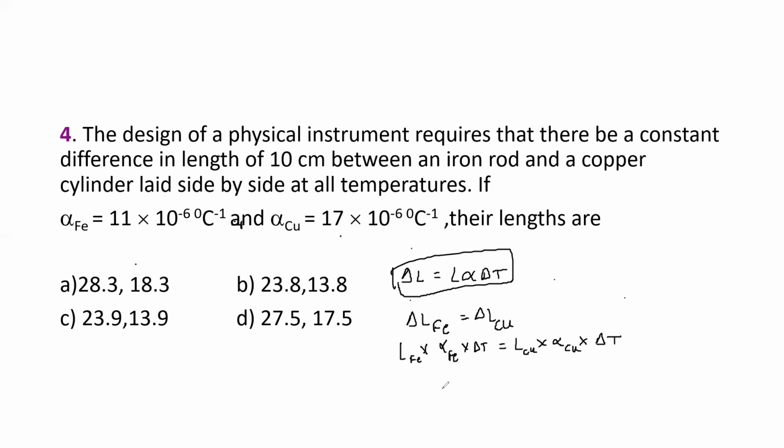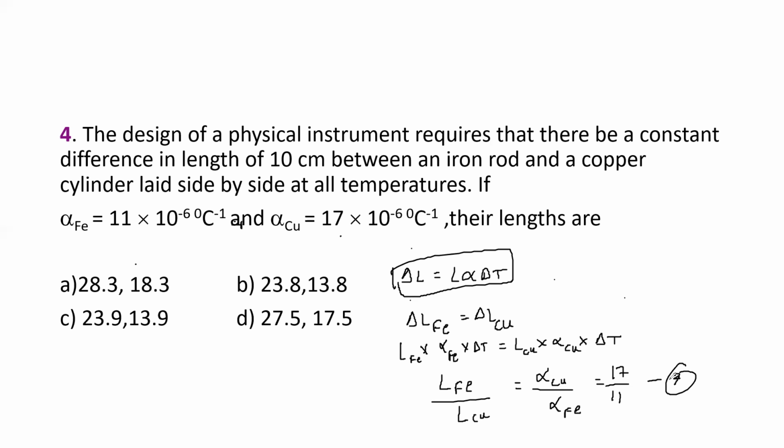Now, if I take the ratio, that is length of iron divided by length of copper, it is equal to alpha copper divided by alpha of iron. Okay, so here the alpha values are given. So for copper it is 17 divided by, for iron it is 11. I can name this equation as equation 1.